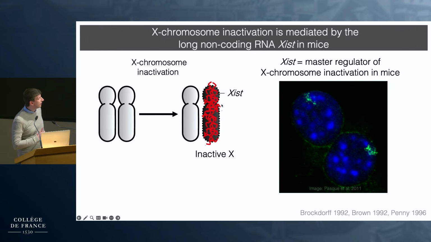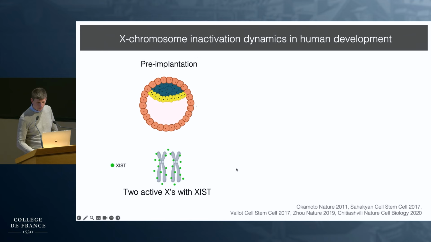We also know that in mice, Xist is the master regulator of X inactivation, and its expression in cis leads to chromosome-wide silencing. But until now, we assume that XIST is required for the establishment of X chromosome inactivation in humans, but this remains to be tested.